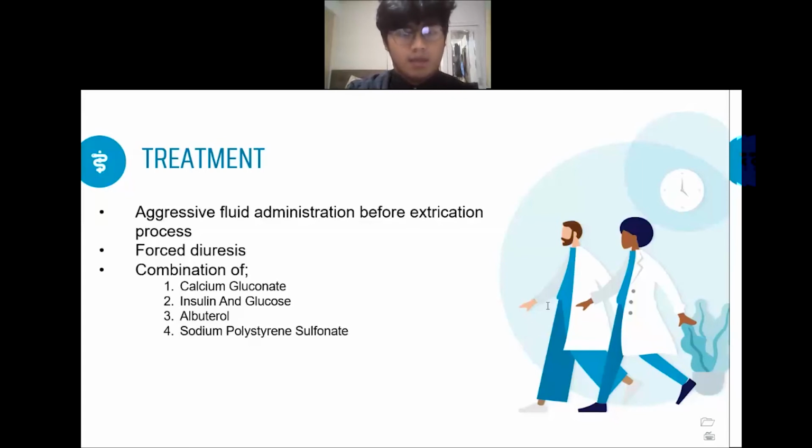Hyperkalemia must be treated with the goal of restoring normal ECG to prevent fatal cardiac complications. A combination of calcium gluconate, insulin and glucose, albuterol, and sodium polystyrene sulfonate may be provided for membrane stabilization, cellular shift, and excretion.